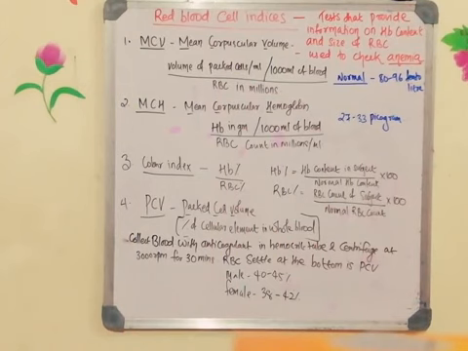This test we can identify by using a formula. Before that I will tell you what exactly it is. It is the average volume of a single RBC. Mean corpuscular volume means the average volume of a single RBC, and it is expressed in cubic microns, or sometimes in femtoliters also. The normal MCV is 80 to 96 femtoliters. Once after doing the calculation, if the value comes between 80 and 96, that means the value is normal.